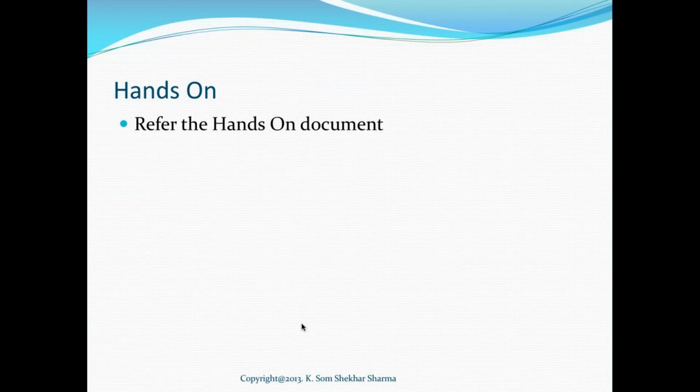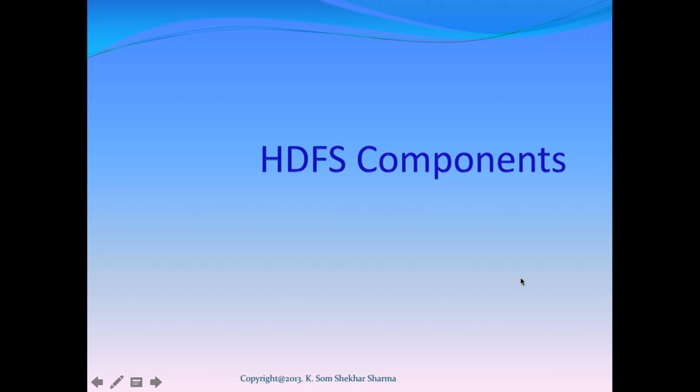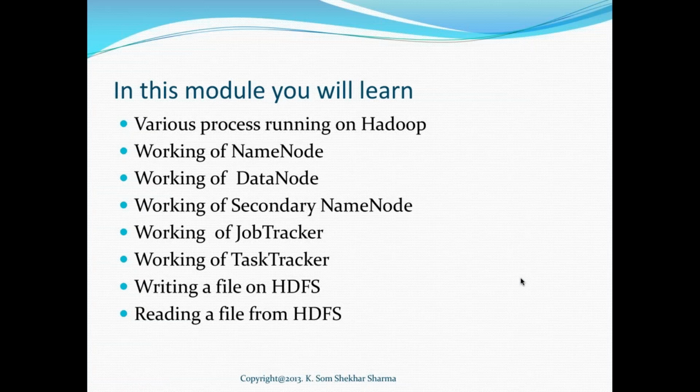Okay, and then you can refer to the hands-on document to do all these operations. So that's all for today. In the next class, we'll talk about the roles and the responsibilities of the 5 processes which we have discussed: name node, data node, secondary name node, resource manager, node manager, along with the details of reading and writing. When you say reading, it's basically what happens behind the scenes when you do a get operation, and writing means what happens behind the scenes when you do a put operation. So we are going to understand this in this module.